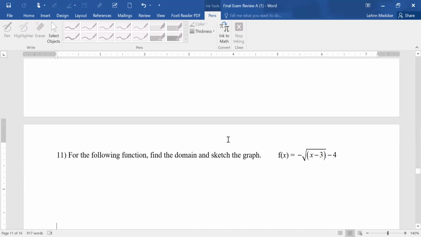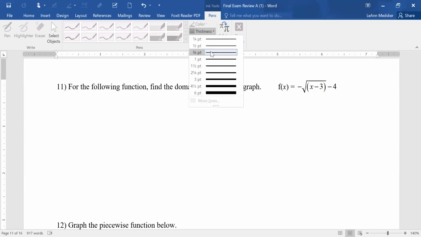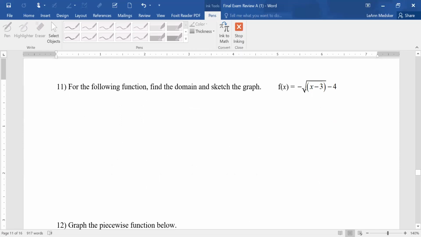Okay, moving on to number 11. For the following function, find its domain and sketch the graph. You can definitely do this by a table of values, but we've learned about transformations, so I'm going to show it that way. For a radical function, we've learned a couple times throughout this review that you have to keep this inside greater than or equal to 0. So there's my domain. The domain is that I have to use x's that are greater than or equal to 3.